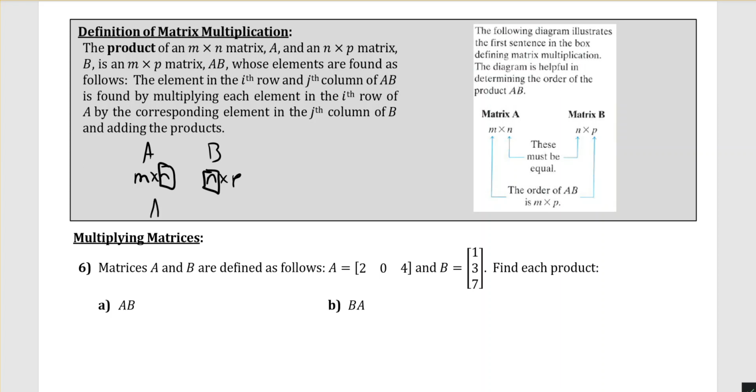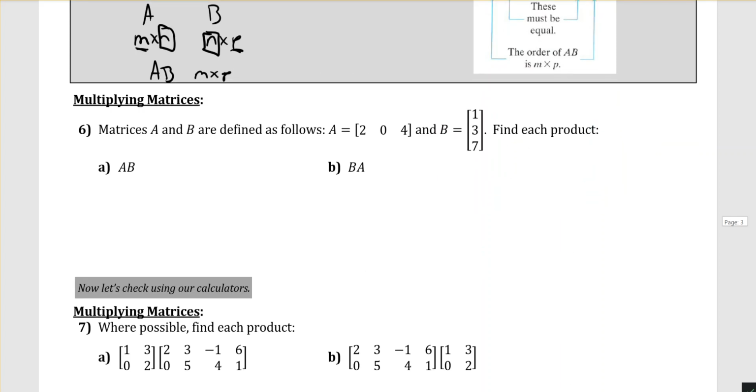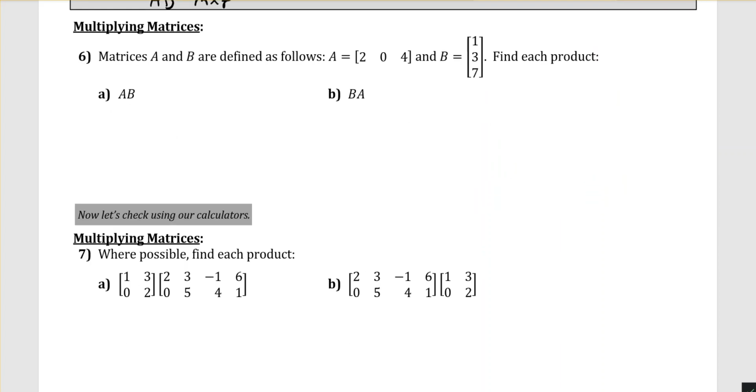Now, when I do that, the result AB is going to be m by p at the end. So whatever is left on the outside, that's going to be the dimensions of the resulting matrix. So let's look at this right here. So multiplying matrices. Let's let A be the row 2, 0, 4 and B be the column 1, 3, 7. So when I look at this, the order of A, or the dimensions of A, are 1 by 3, and the order or dimensions of B are 3 by 1.